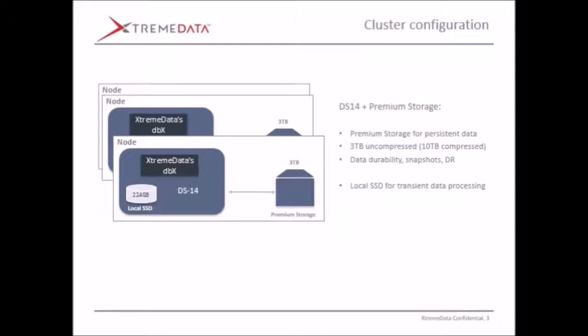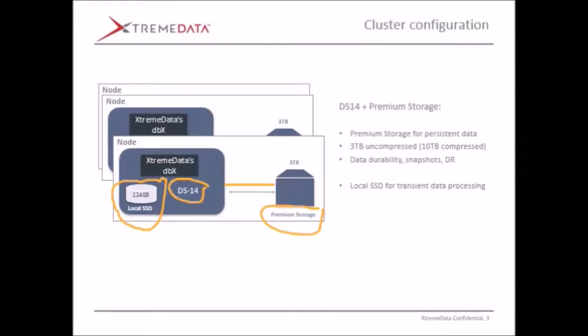The cluster we're going to spin up consists of identical nodes where each node is a DS14. Now the DS14 has 224 gigabytes of local flash SSD storage. In our configuration, we connect it as network attached to premium storage.